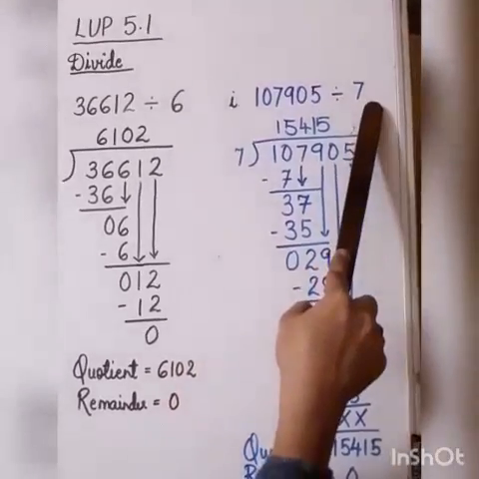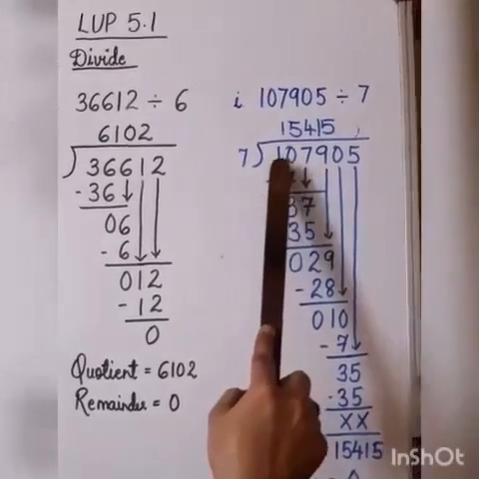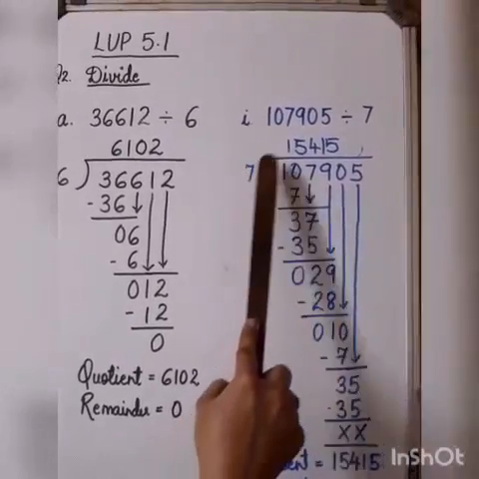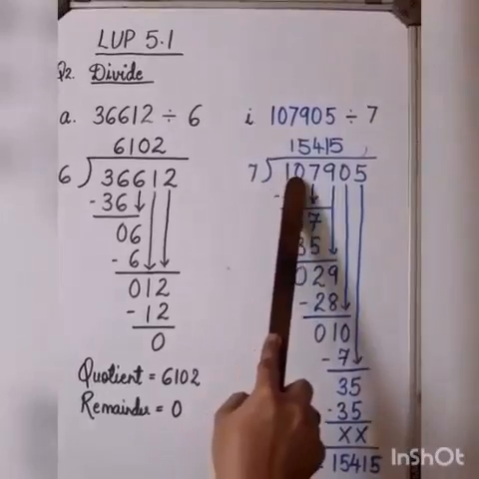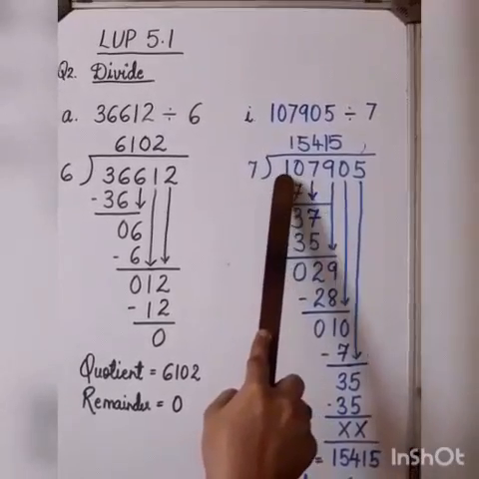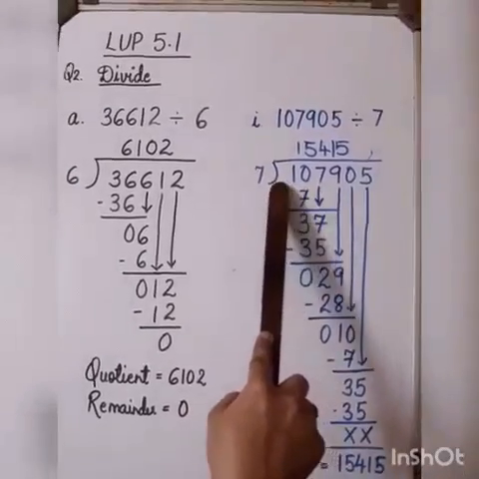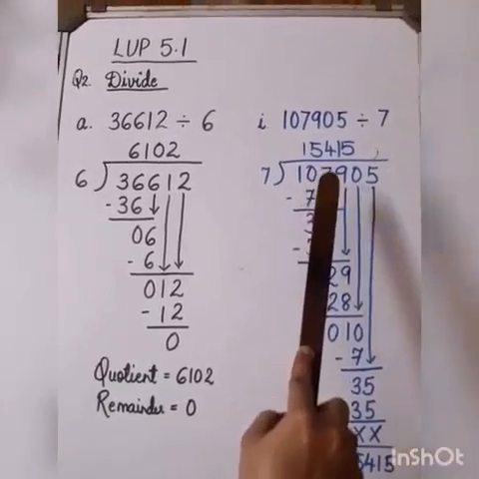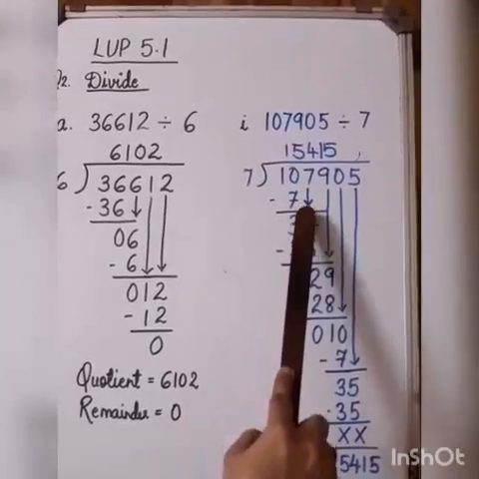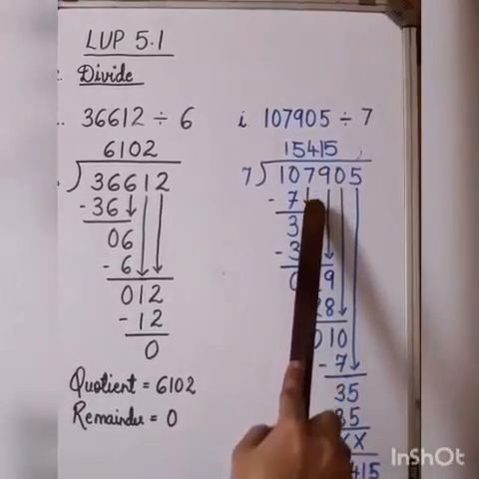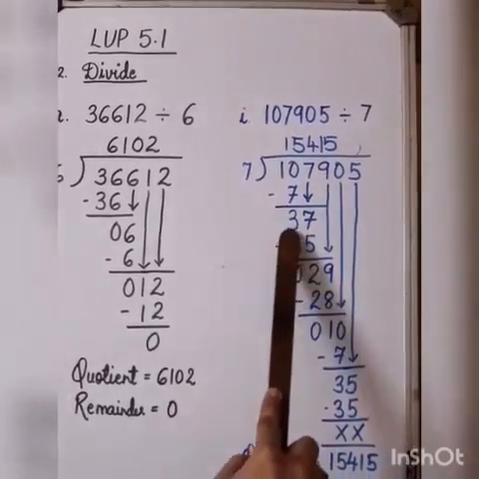1,07,905 divided by 7. Putting in the equation, let's start dividing. 7 ones are 7. Taking two numbers at the same time because 1 is smaller than 7. So we have to take the two numbers at the same time. So 7 ones are 7. 10 minus 7 is 3. Putting down the next number, it will become 37.